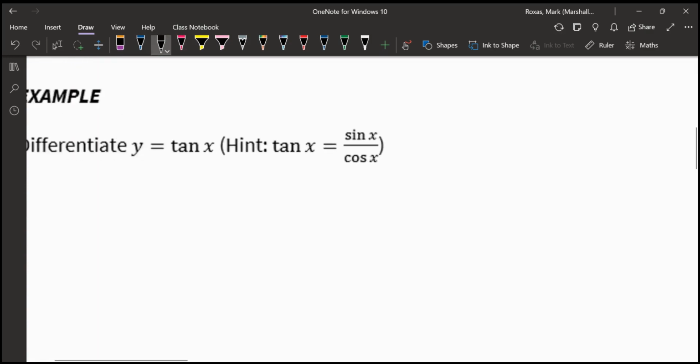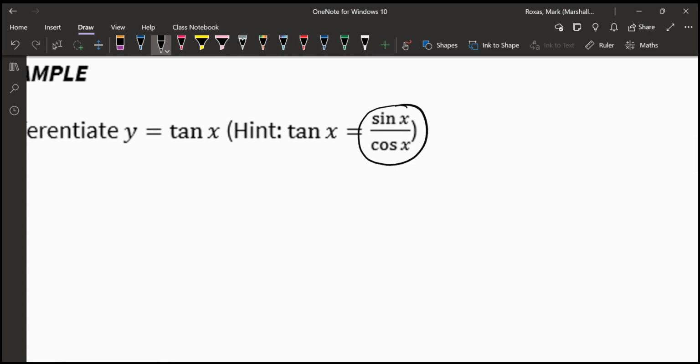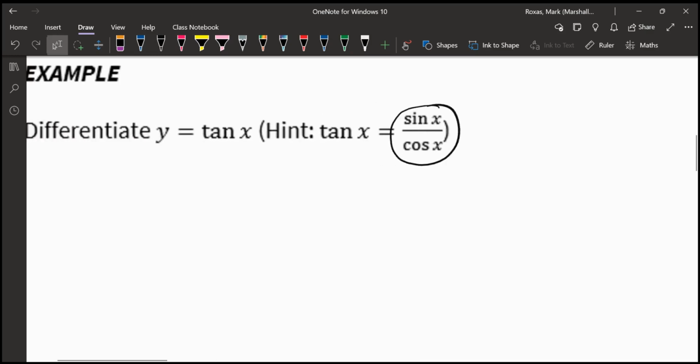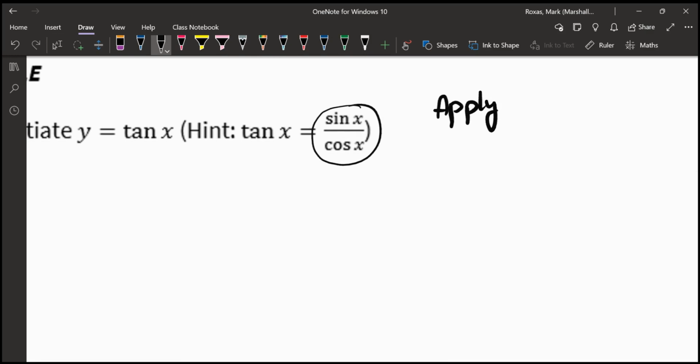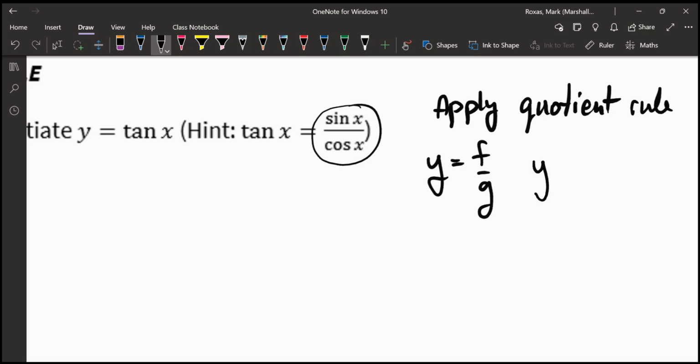So if you recall, tangent of x is the identity where you have sine of x divided by cosine of x. And so you have a function in the numerator, sine of x, and a function in the denominator, cosine of x. And to find its derivative, we can apply the quotient rule. If you recall, the quotient rule is, if y is equal to f over g, then y prime would be the derivative of the numerator times the denominator minus the numerator times the derivative of the denominator, over the denominator squared.